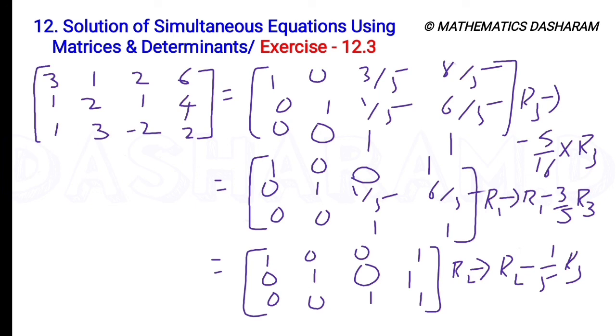So finally we got an identity matrix of order 3. So here is the solution. x value 1, y value 1 and z value 1.